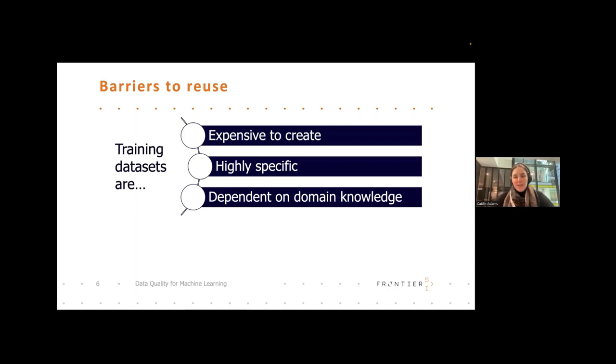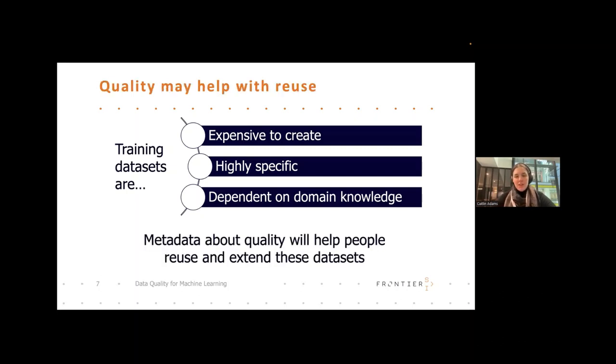And so what this means is that, given all of these factors, people do tend to feel they need to create new data whenever they come up with a new problem. And I think that actually, if we had better metadata about how these data sets are generated and their overall quality, that would help people make clearer assessments about whether the data can be used or not.